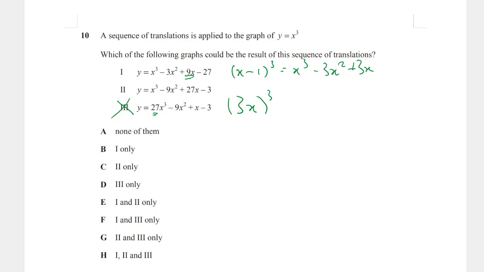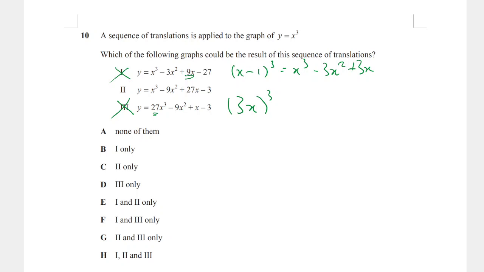But then if I cater for the plus 9x, then I'm going to lose the negative 3 in front of the x squared. So there's no way that I can cater for both of them. So there's no single translation which gives me those coefficients. So 1 is wrong, unfortunately. Okay, how about 2? Could I cater for it?